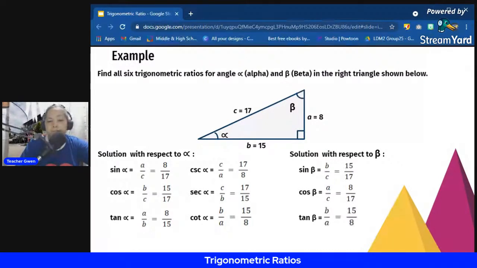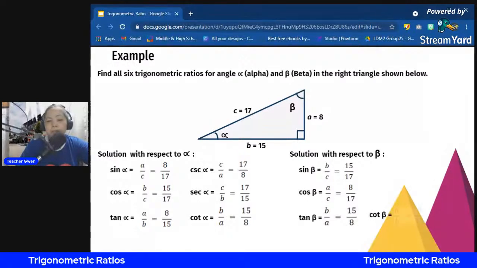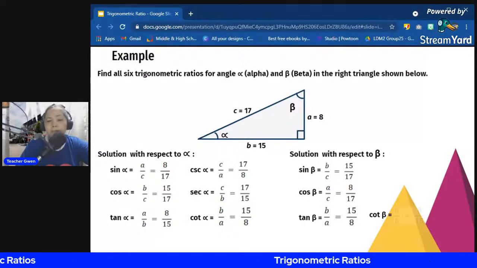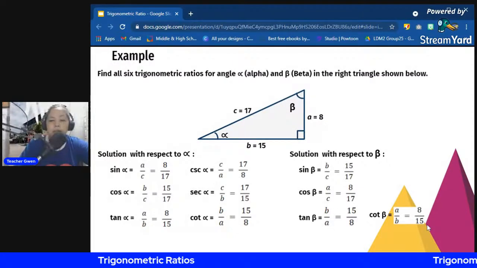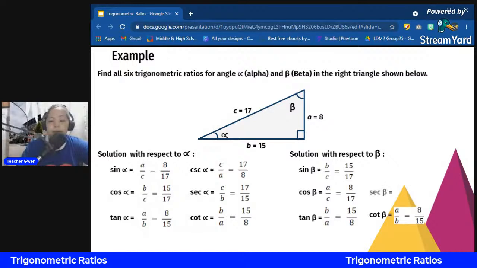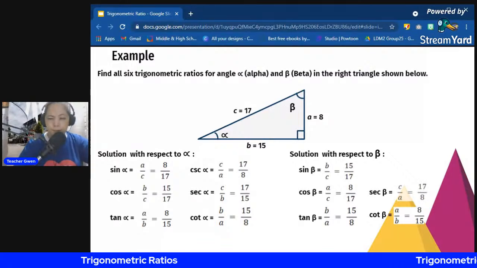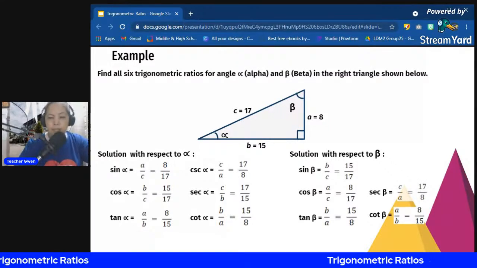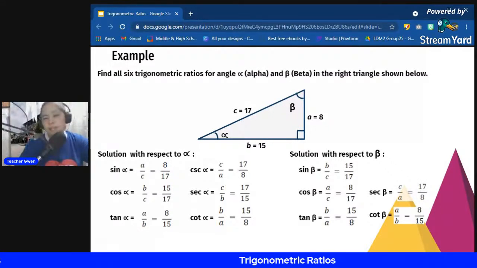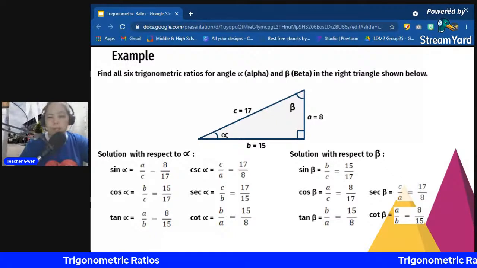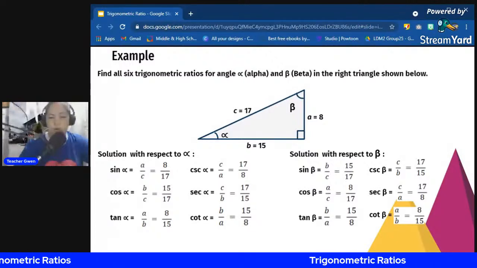And then cotangent beta, which is equal to A over B. Okay, baliktad ka ni tangent, which is 8 over 15. And then, we have secant beta, which is equal to C over A, or 17 over 8. And then last but not least, cosecant beta, which is equal to C over B, equal to 17 over 15. Take note.